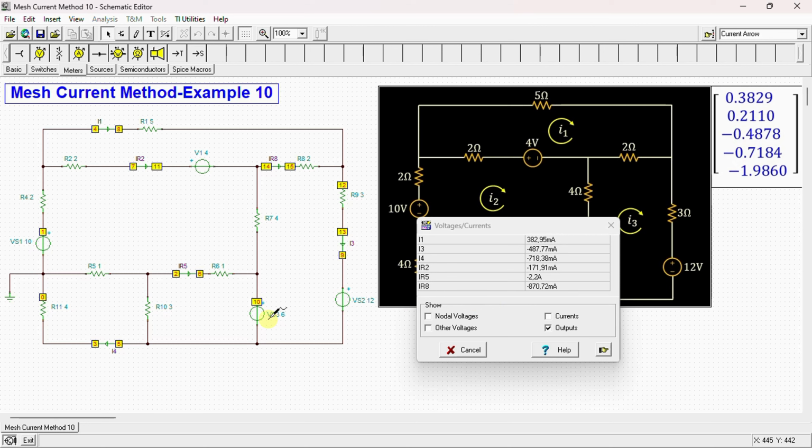Let's move on, for example, to IR8. This one is equal to I3 minus I1. I3 is negative 0.4878 minus 0.3829. We obtain negative 870.72 milliamps. Those values are exactly the same as the values we obtained by calculation.